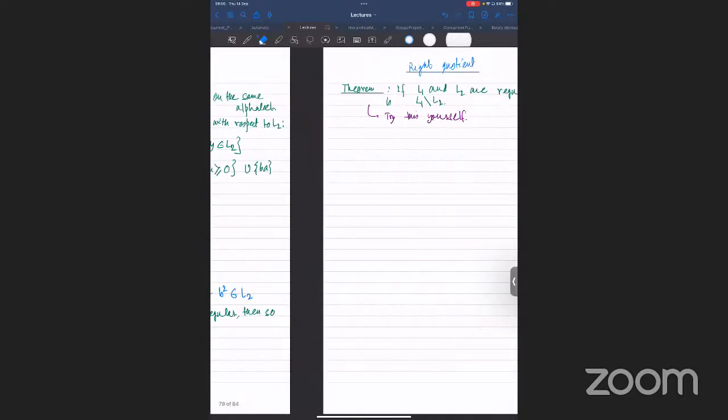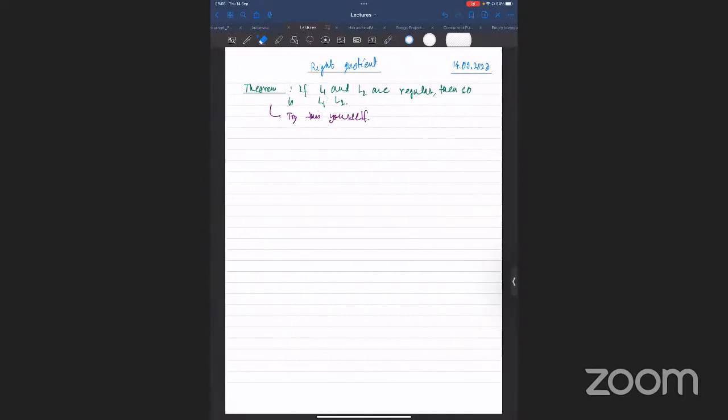Now the question is, we want to show that if L1 and L2 are regular, then the right quotient of L1 with respect to L2 is also regular. How are you going to do it?